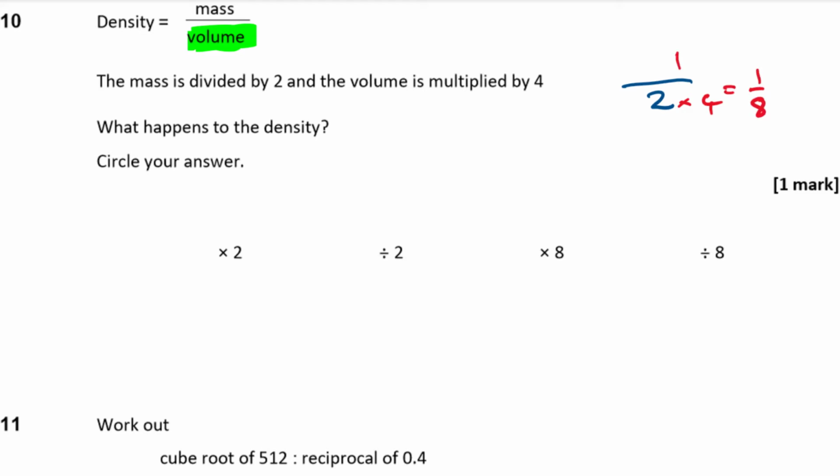Okay, so we're halving the mass, so the numerator is going to be half as big, which is the same thing as dividing it all by 2. And the volume is going to be 4 times bigger, which means the denominator is 4 times bigger, which means we're dividing by 4 more. So dividing by 2, dividing by 4 is the same thing as dividing by 8. So it's that one there.